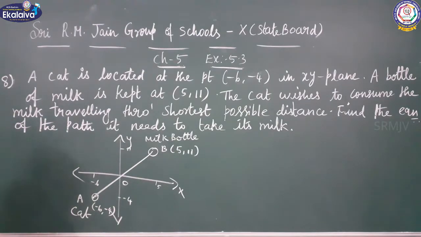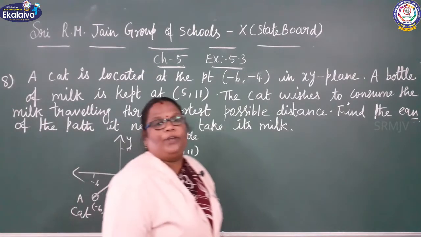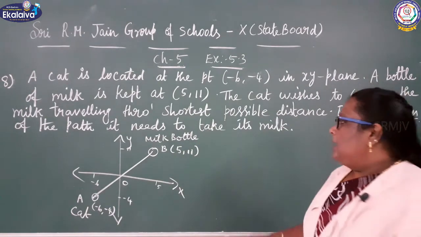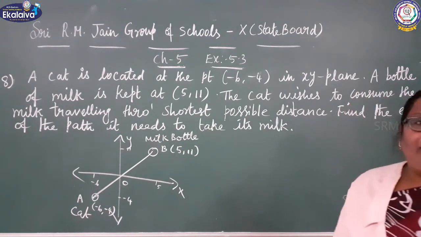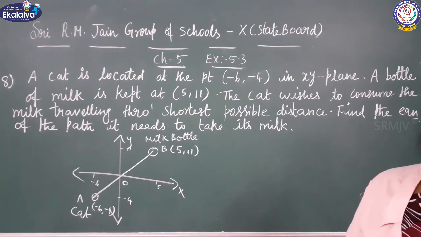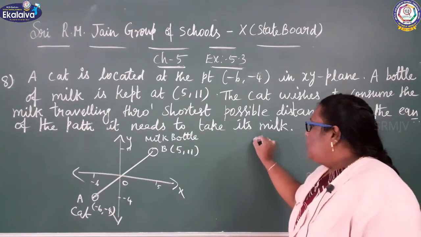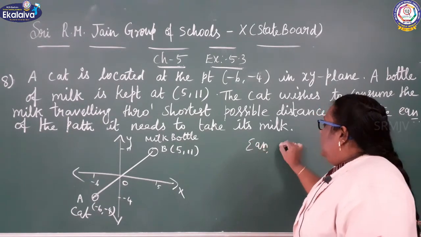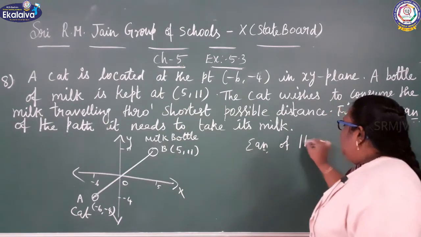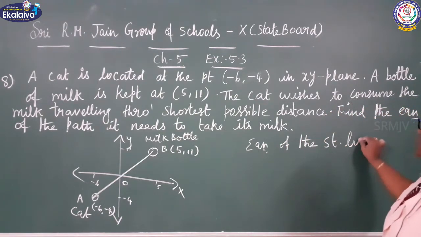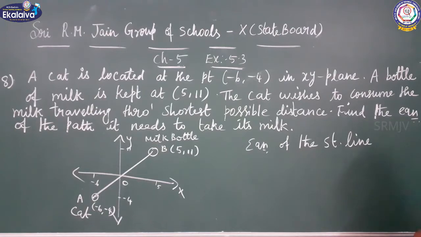Okay, so you know the formula. What is the equation of a straight line? The equation of a straight line passing through two given points.